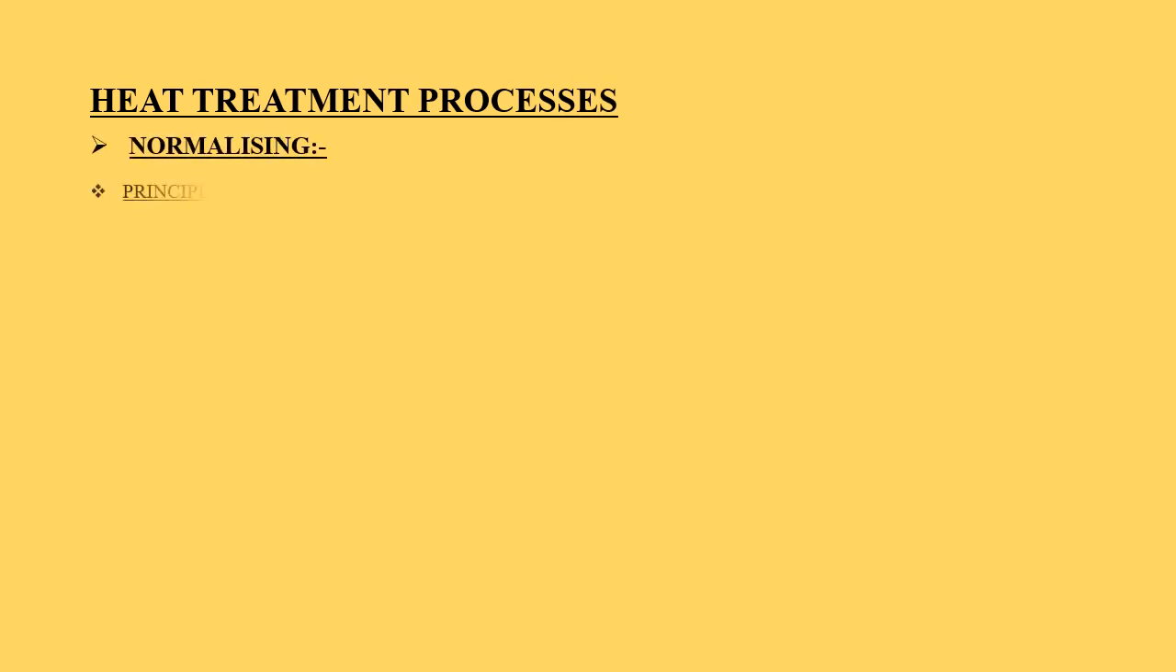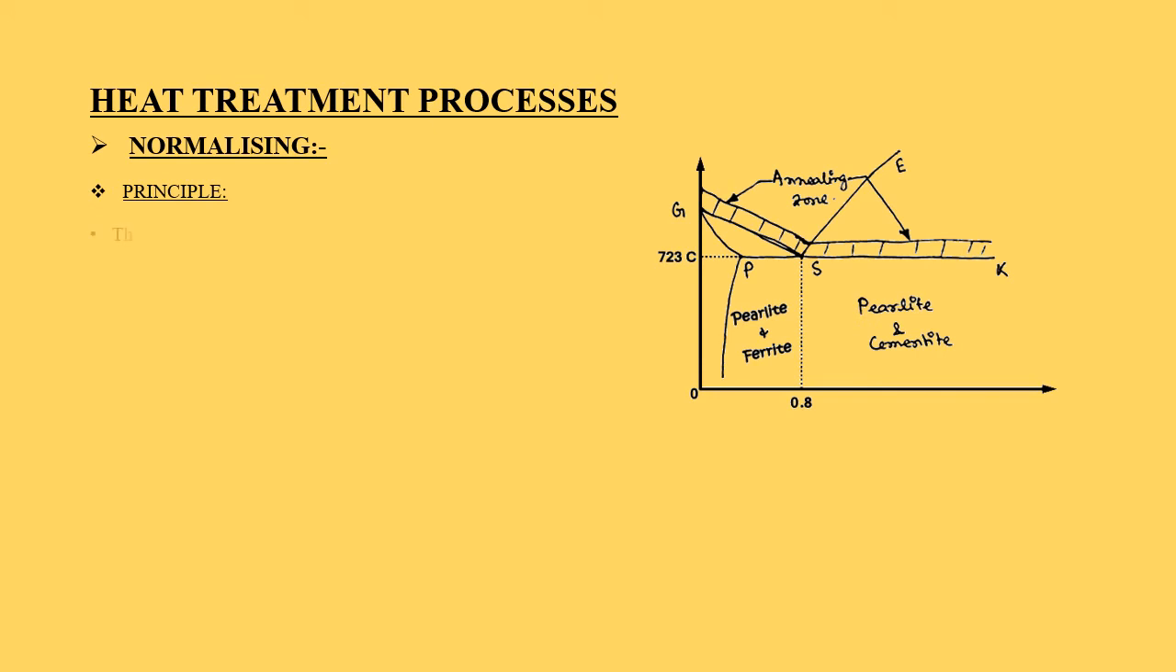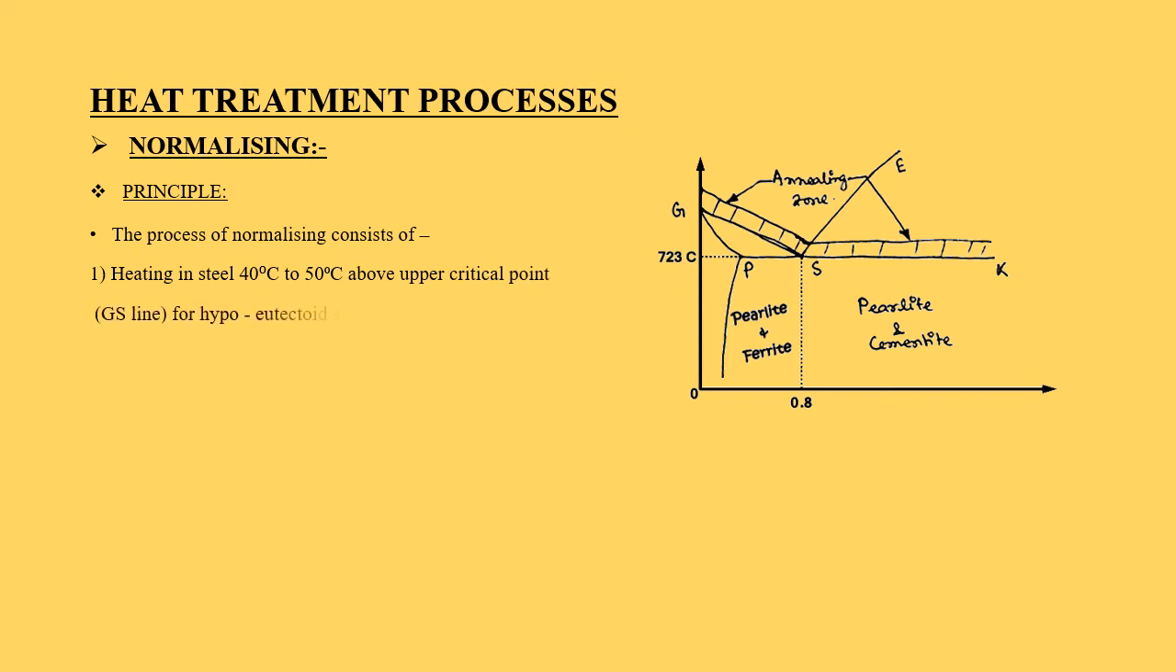Normalizing. The process consists of heating the steel 40 to 50 degrees centigrade above the upper critical point, that is GS line in the diagram, for hypoeutectoid steel, and 40 to 50 degrees centigrade above the upper critical point, that is ACm line, for hypereutectoid steel.